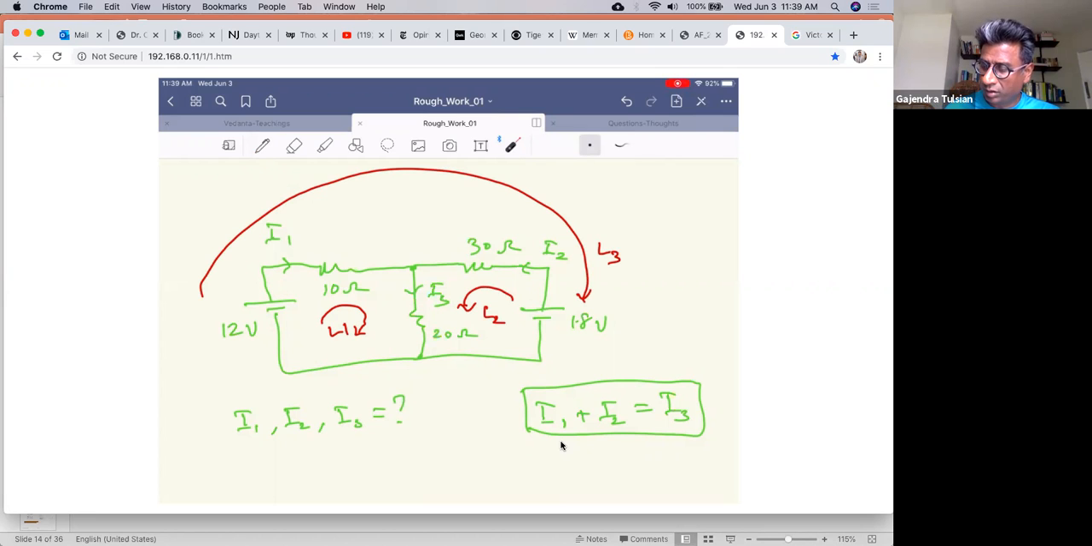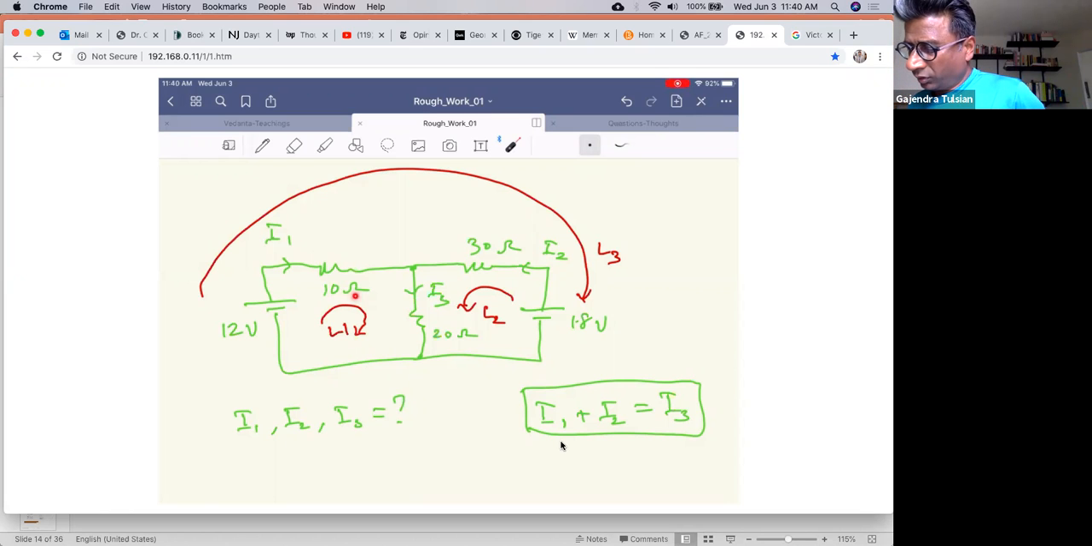And by the way, you can traverse a loop in any direction you want. It won't matter. It'll give you the same equation if you travel one way, and if you travel the other way, it'll give you the same equation multiplied by a minus sign, which is the same thing.